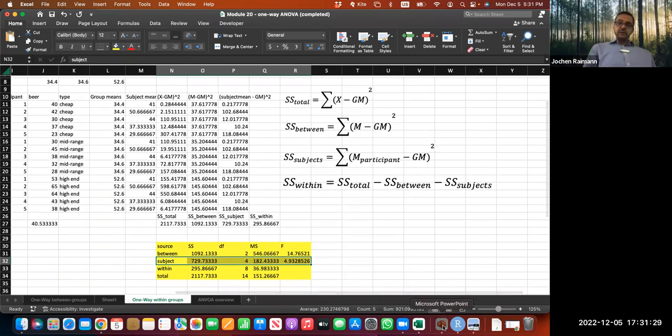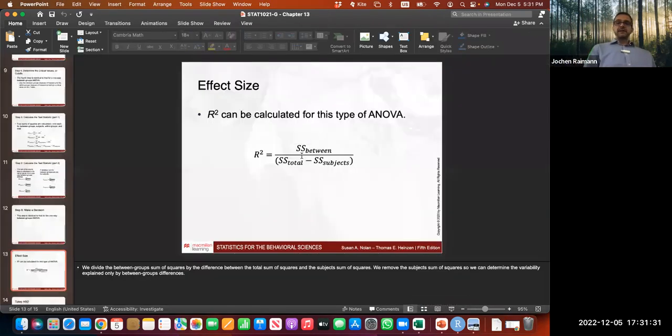The R square essentially follows the same layout. So here you have the sum of squares between as a fraction of the sum of squares total. But again, you're subtracting the sum of squares of the subjects from your sum of squares total. So let's do this quick.